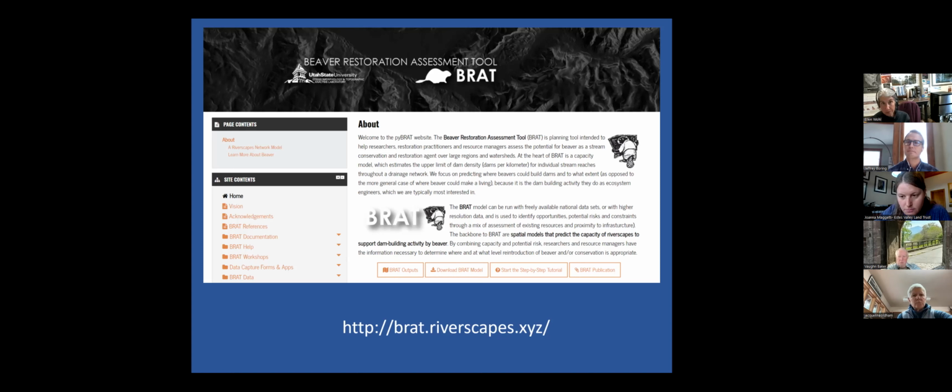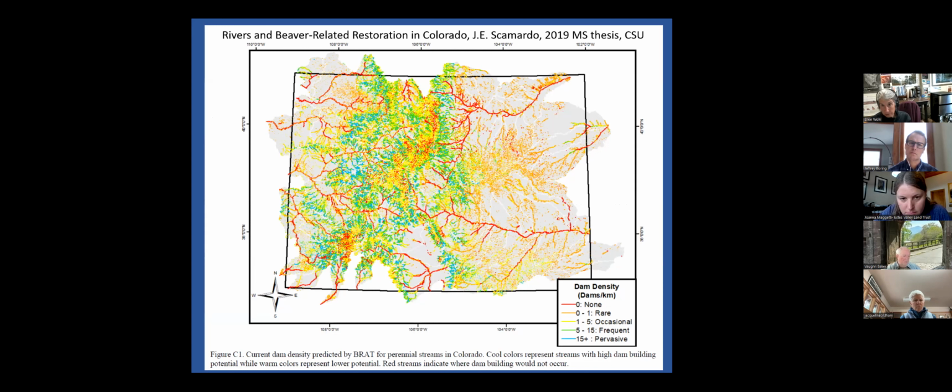And you can see that the places that are ideal are mostly in the mountains, although notice there's some little patches where I've got my cursor moving here, little dots of green, all the way down to the border with Nebraska. So beavers are not just a mountain species. They can be anywhere in the state, but the best habitat tends to be in the mountains.